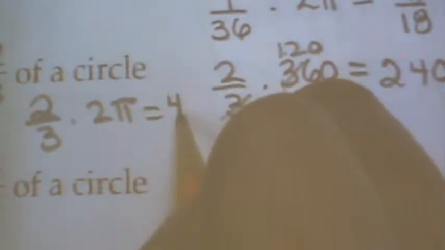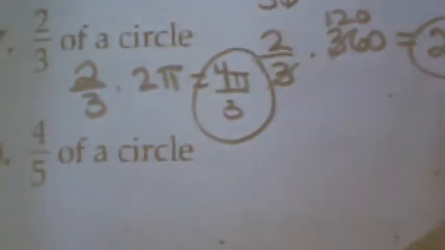Next one, 2/3 of a circle. This is going to be 120. So what's your answer here? 240. And how about 2/3 times 2 pi? It'd be 4 pi over 3.